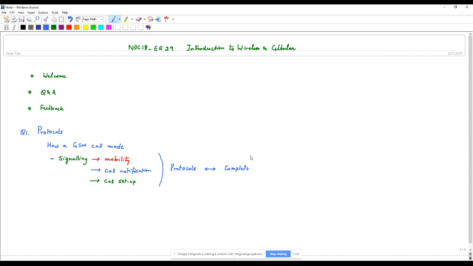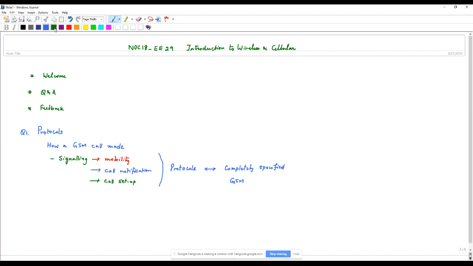There must be no ambiguity. So this is completely specified. So for example, if you talk about the GSM protocols, all the different ways in which we can make a phone call, receive a phone call, send an SMS, all of these things are fully specified. Similarly for GPRS, similarly for Edge, then for LTE, then for wideband CDMA, all of these flavors.